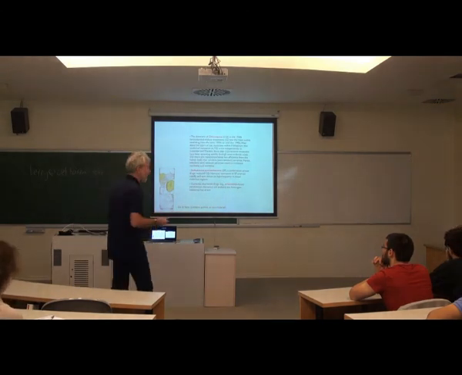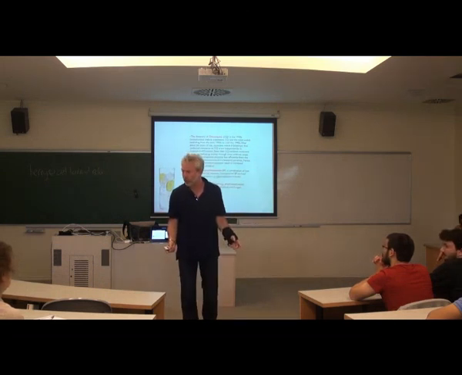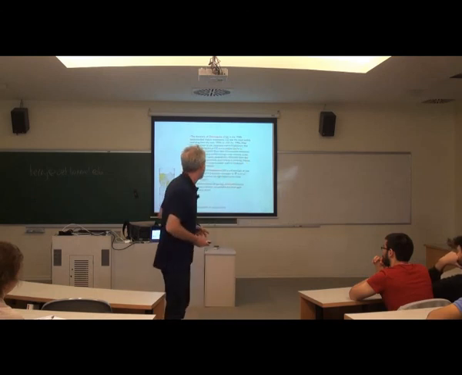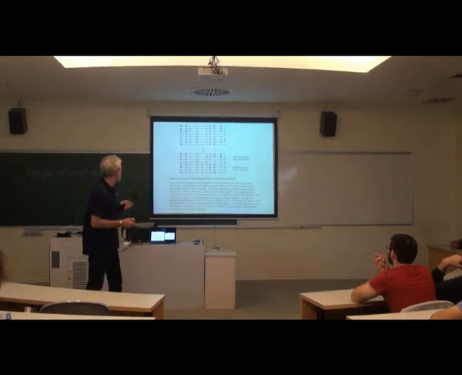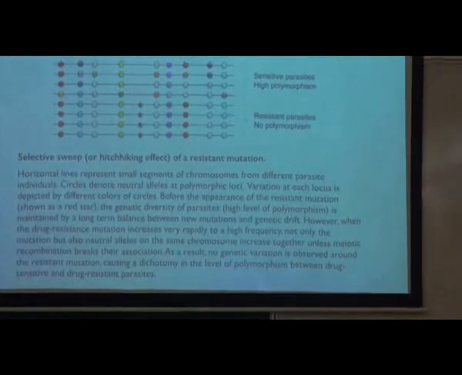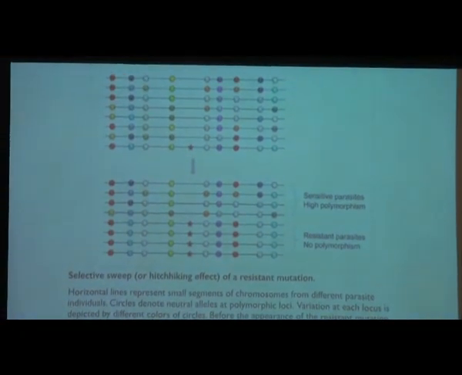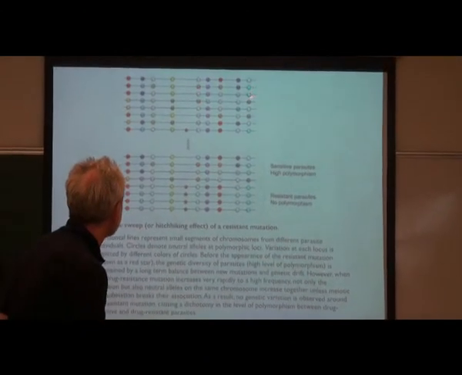What I'm going to advocate is using the dynamics of natural selection itself to identify the key regions of a genome. And the logic is shown in this slide. Sorry, it's pretty, but it's not great. What we have here is a population with no resistance. This is a population of Plasmodium. What we're looking at here is a stretch of a chromosome, just a piece of DNA, and each one is one individual. So that's individual one, individual two, individual three, and so on.